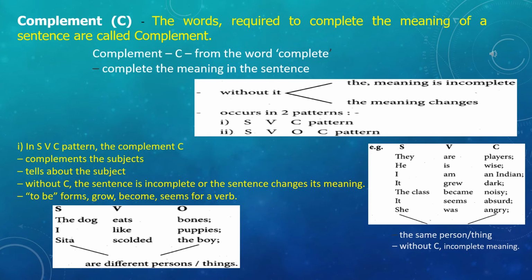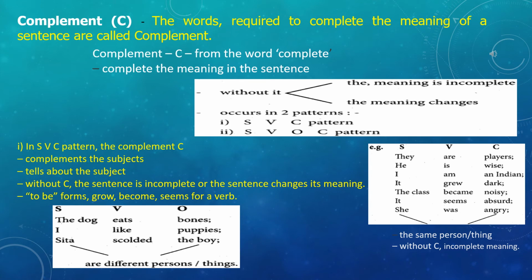Now let us see SVC pattern. In SVC pattern, it complements the subject, tells about the subject. Without the complement, the sentence is incomplete or changes its meaning. For example, they are players. The subject is they, verb is are, and the complement is players. Here they and players are the same person or thing. Without the word players, they are, it's an incomplete meaning. You can also go through some more sentences there.